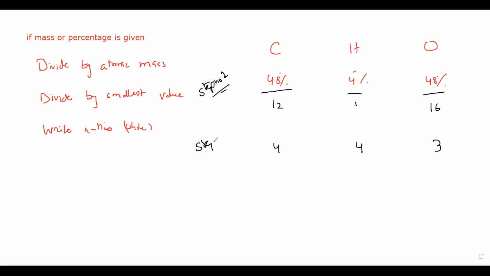Then step 2, we'll divide by the smallest value. So what is the smallest value? In this example, the smallest value is 3. So we'll divide all of them by 3. So 4 divided by 3 is 1.33. 4 divided by 3, 1.33. And 3 divided by 3 is 1.